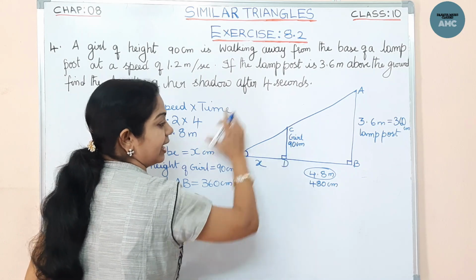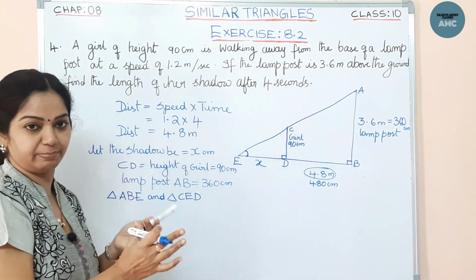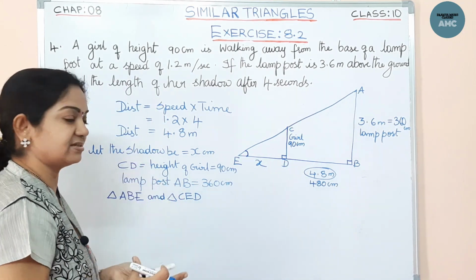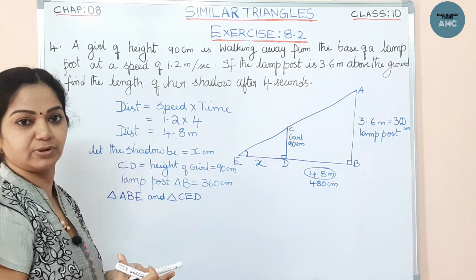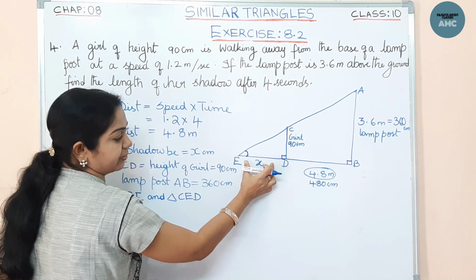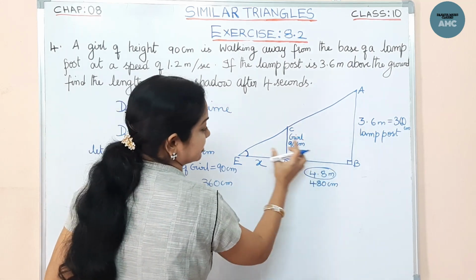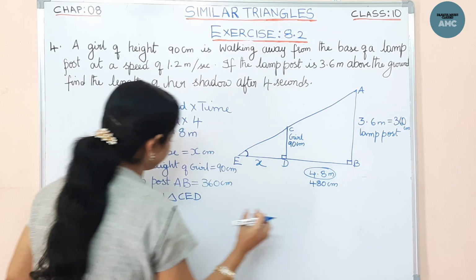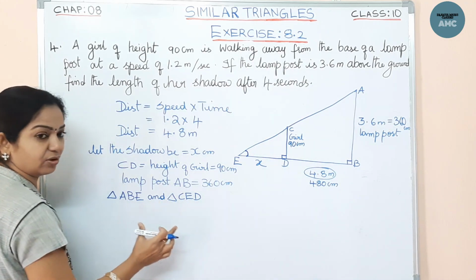This smaller triangle and the bigger triangle. I'm making a comparison so that if they are similar, then I can equate the corresponding sides, isn't it? So I need to find this distance x, which is the shadow. So here by comparing this, let me compare here. These two are similar or not, we'll see.